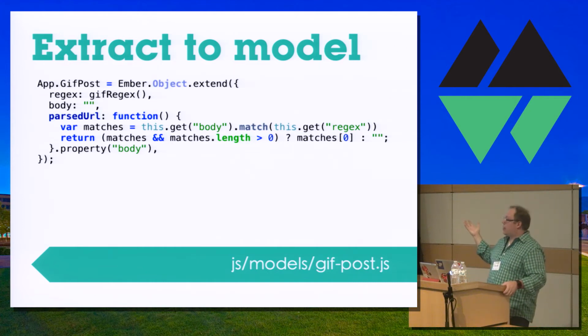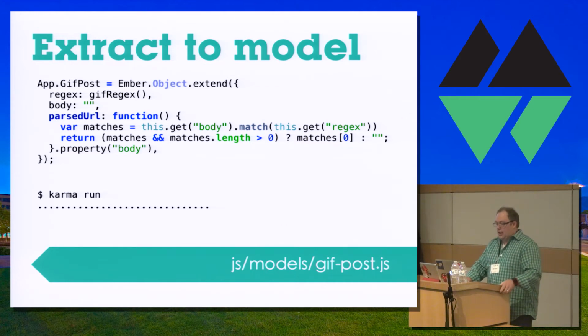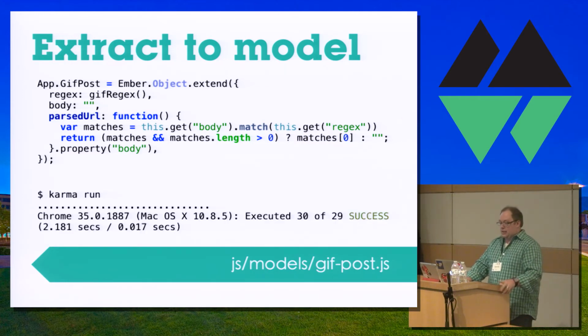This is actually a computed property. And for those that don't know what a computed property is, it's a function that just assigns itself as a property on the object. And then we make the unit test pass.